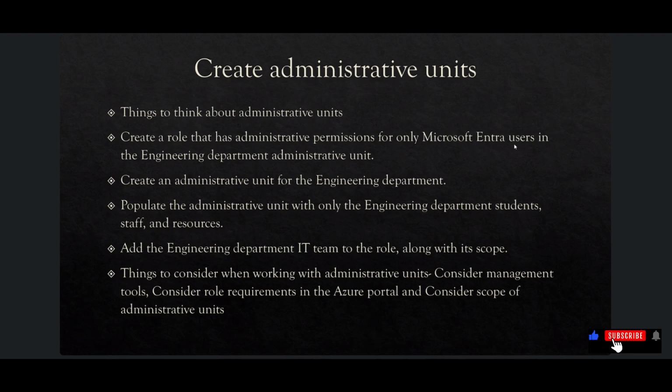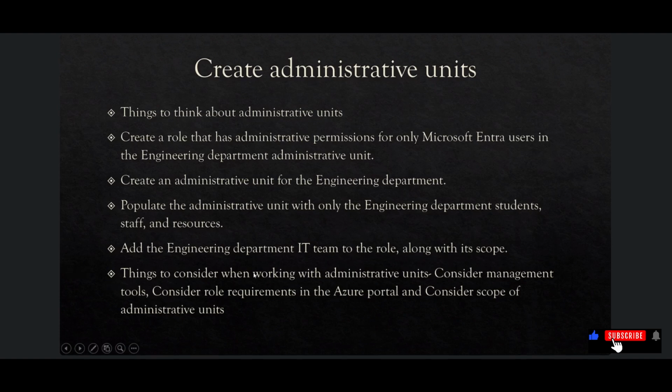Okay, that's what I said. Create an administrative unit for the engineering department. There can be an IT department. There can be a production department, like how Gautam said, testing, development, and production. Three departments can have three different administrative units, and in those administrative units, you can add groups as well. In those groups, you can have a different or unique set of roles assigned to those members in the groups. And that's what I said here: add the engineering department IT team to the role along with the scope.